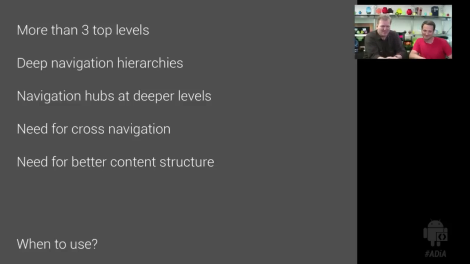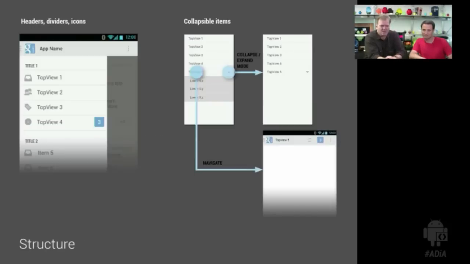Since your navigation drawer has more content, the navigation drawer also gives you options to structure your content better. So you can, for example, as we can see here, add headers, dividers, and icons in order to group certain areas of functionality better. We also introduced collapsible items. Those are another means of structuring your content by adding subordinate items, typically content items, to top level items.